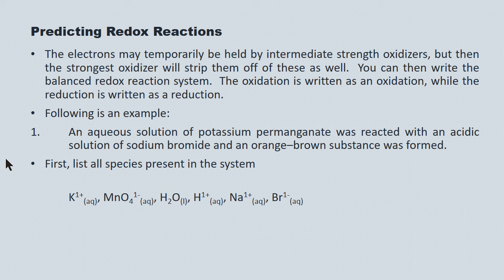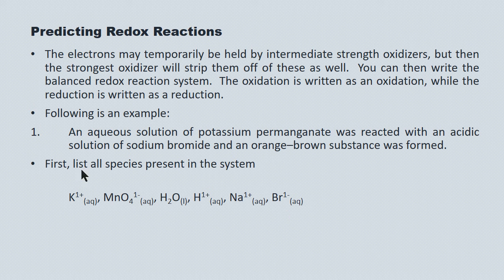Our first step is to list all species present. So potassium permanganate in an aqueous solution. Potassium permanganate is soluble in water, so we represent it as free ions like this. And there's our water. We're mixing it with an acidic solution of sodium bromide. So there's our acid. And of course, sodium ions and bromide ions are free ions in solution because, again, they're soluble in water.